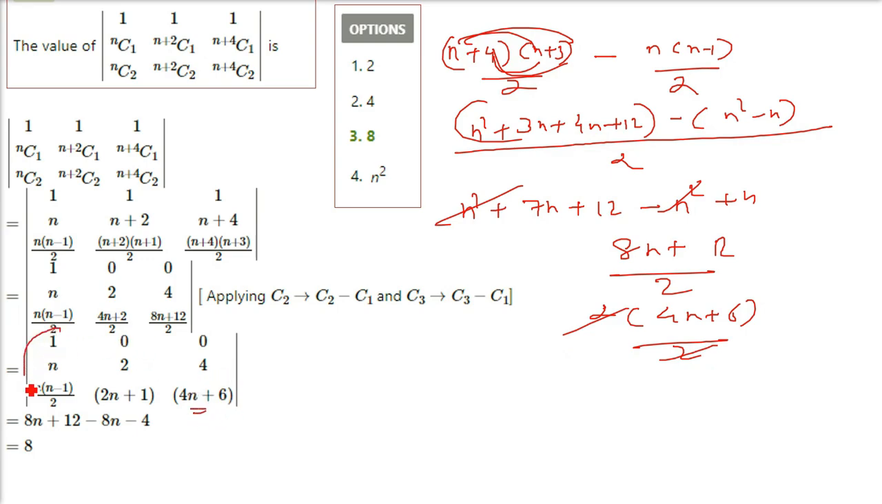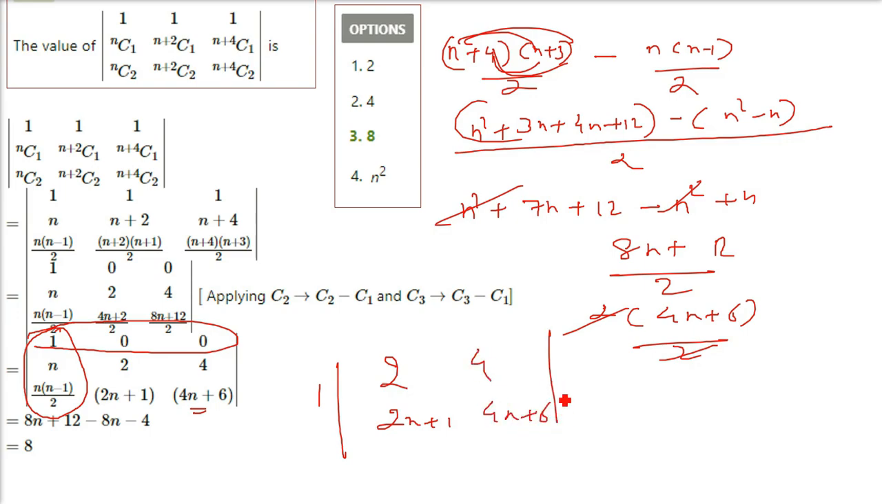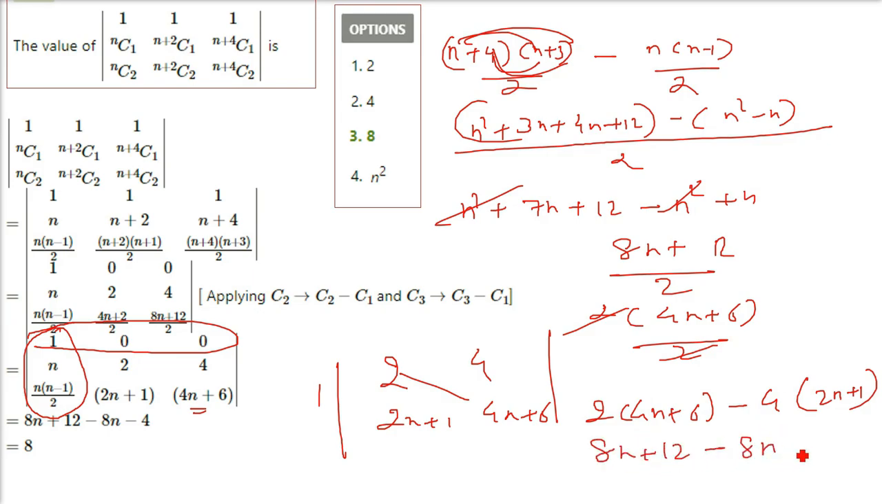Now let us open it using the first row. First row, so 0, 0 is there. We'll open it using the first 1. I'm not using the other zeros, so just 1. Then 2, 2N plus 1, 4, 4N plus 6. So what do you get? 2 into 4N plus 6 minus 4 into 2N plus 1. So you get 8N plus 12 minus 8N minus 4. So 8N gets cancelled. 12 minus 4 is going to be 8, and that is going to be your answer.